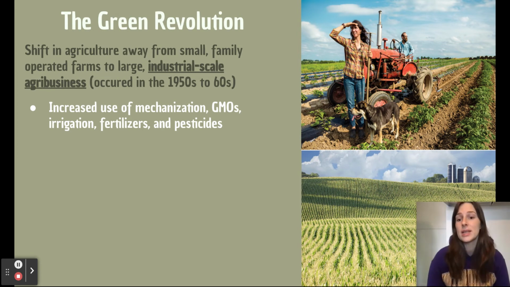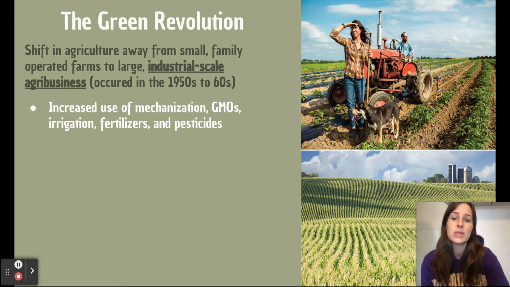So what it led to is an increased use of mechanization, things like tractors, tillers, processing plants, GMOs, which stands for genetically modified organisms, irrigation, fertilizers, and pesticides.